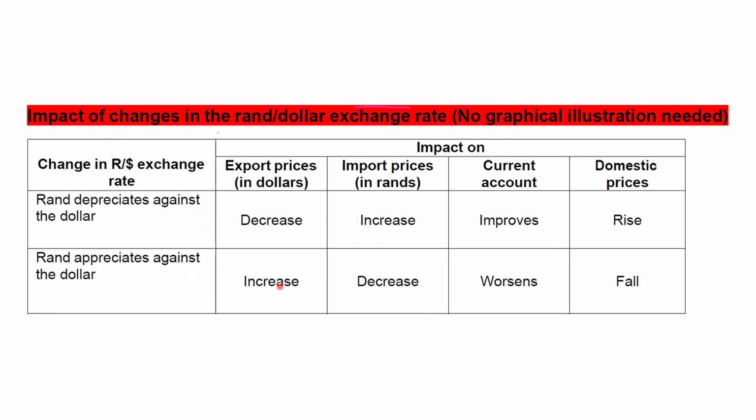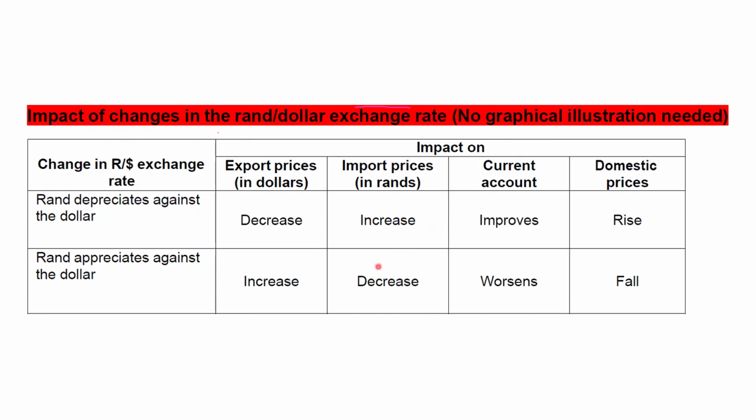So if we are selling less to the rest of the world, it means that the income that we're getting is also less, right? It decreases as well. While because the rand has appreciated, import prices decrease, or it becomes cheaper for us to buy from outside. So it would lead to more people buying from the rest of the world, meaning that our currency will be leaving the economy. More people will be supplying our rand, right? So money will be leaving the economy, right?